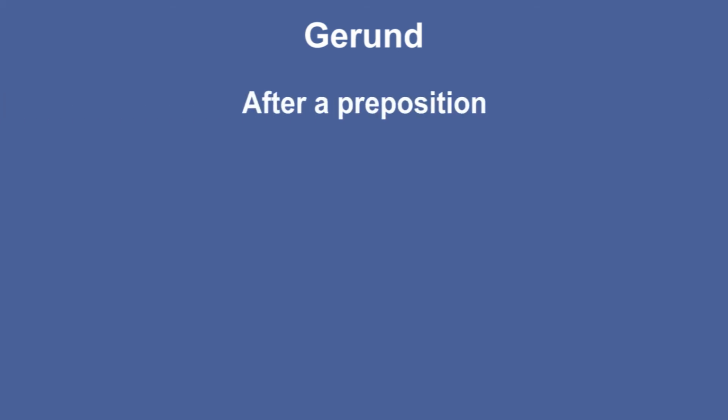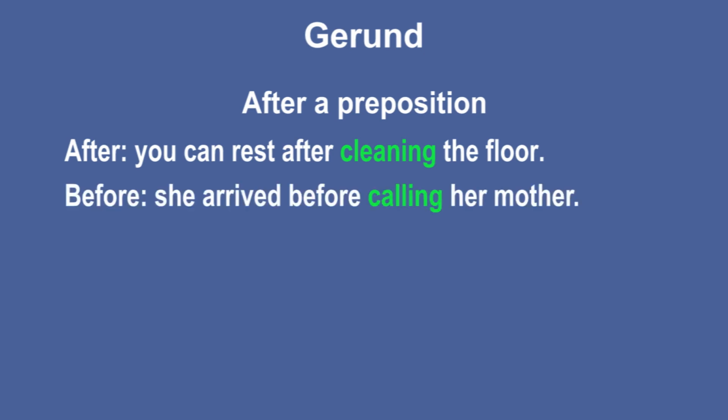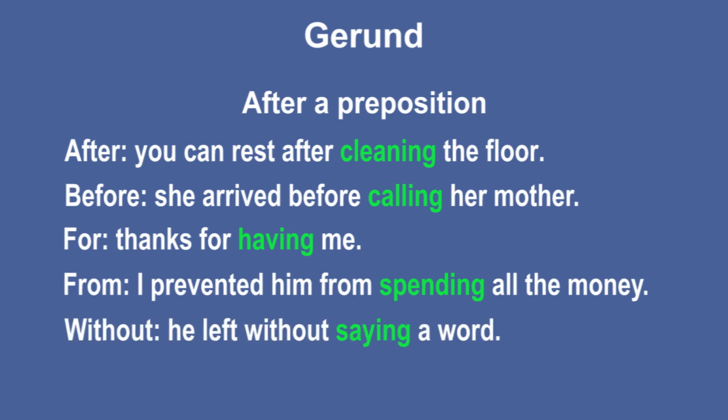Now, we have gerund after a preposition. The gerund can be used after a preposition. Here are some of them: after. You can rest after cleaning the floor. Before. She arrived before calling her mother. For. Thanks for having me. From. I prevented him from spending all the money. Without. He left without saying a word.